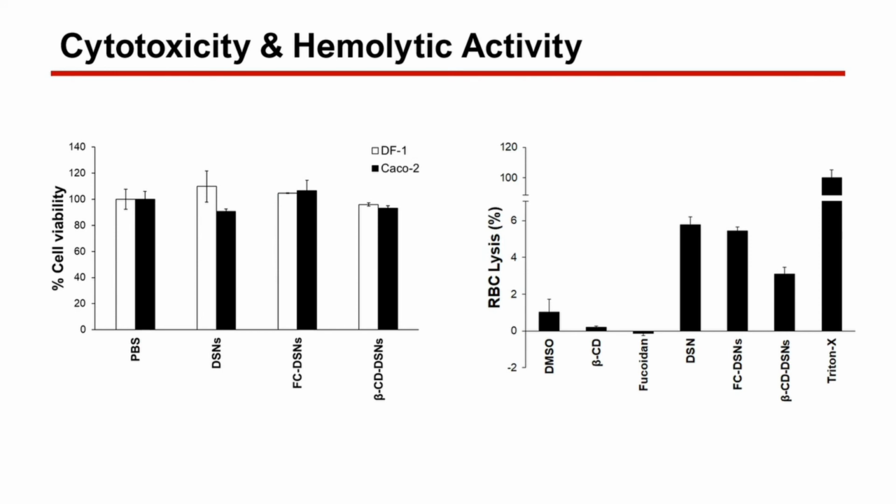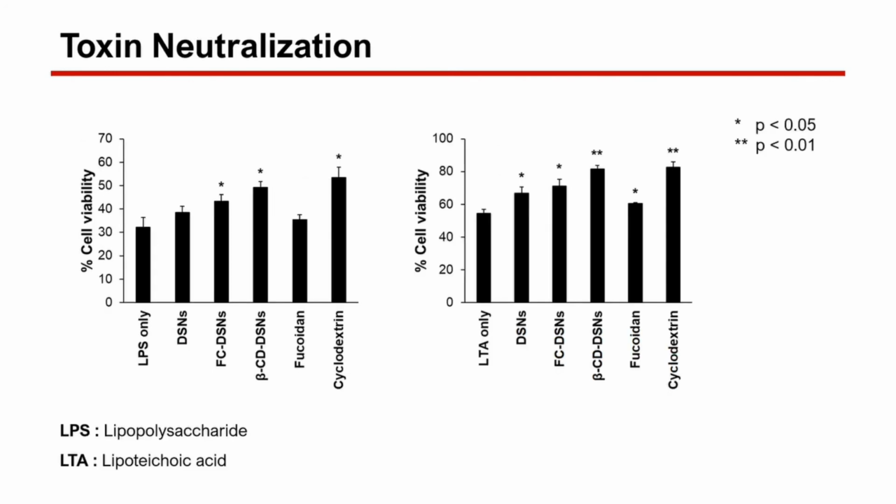rate of hemolytic activity. It was also found that DSNs were very effective at neutralizing the effects of bacterial toxins such as LPS or lipopolysaccharide and LTA or lipoteichoic acid, which are produced by gram-negative and gram-positive bacteria respectively. Beta-CD DSNs were again found to be the most effective. Interestingly, however, it was also found that cyclodextrin on its own was also a very effective agent to neutralize the effects of these bacterial toxins.